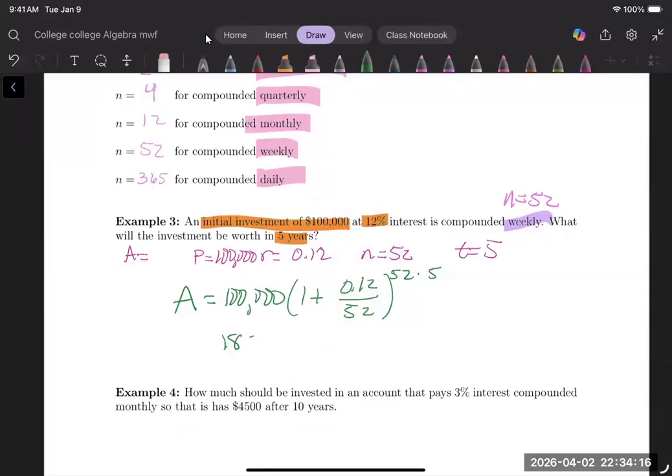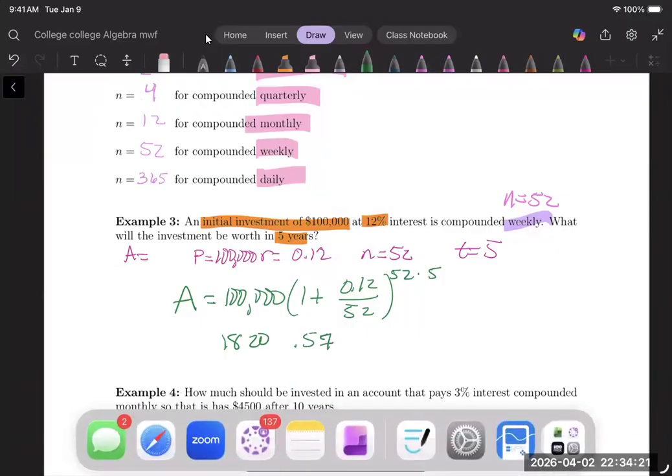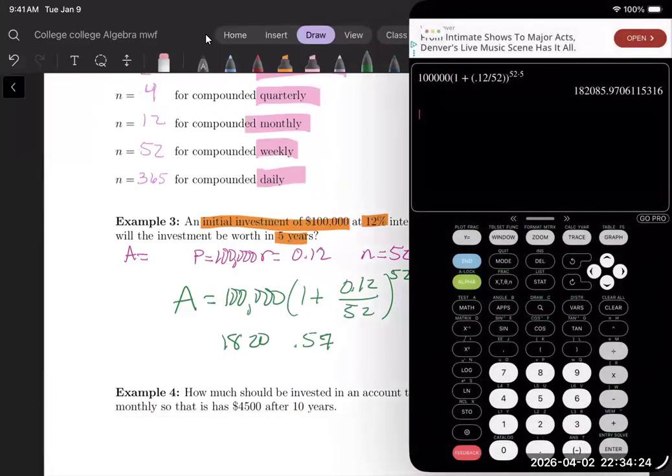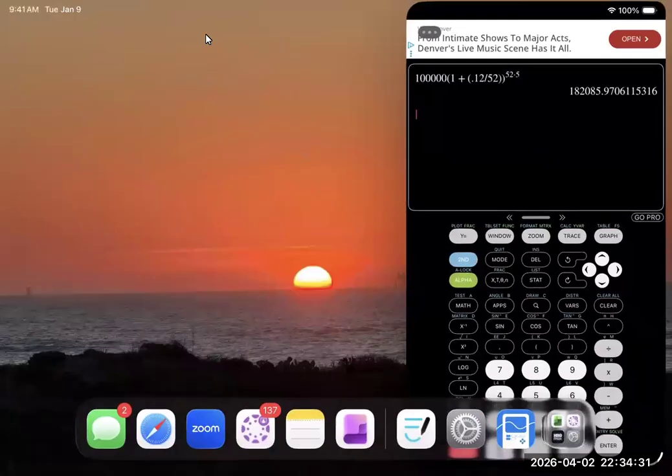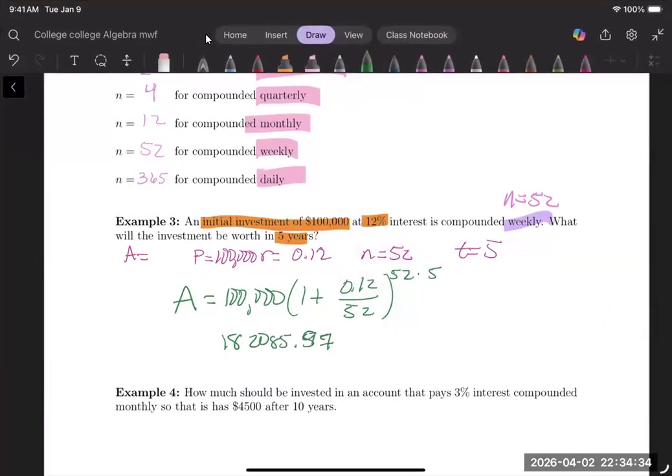So 182,085.97. We are, how much richer are we? We are $82,085.97 richer. Not too shabby. But hopefully that was okay.